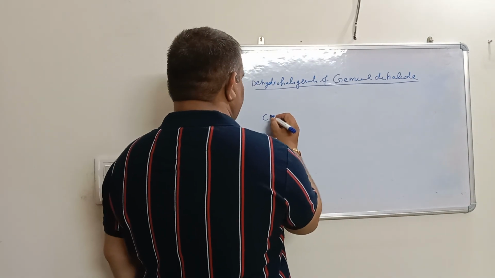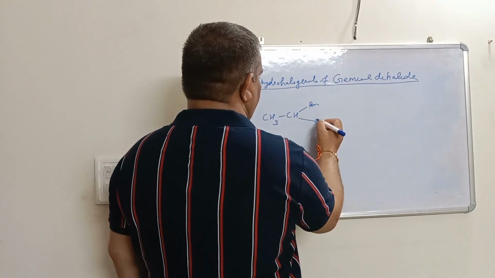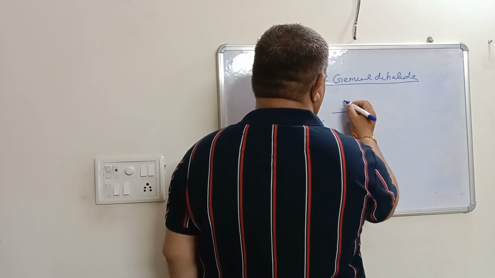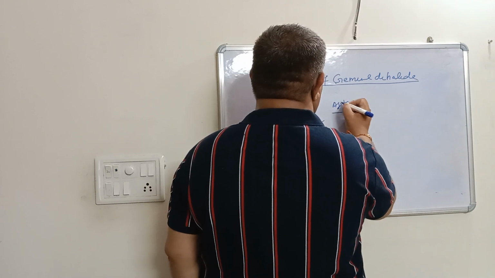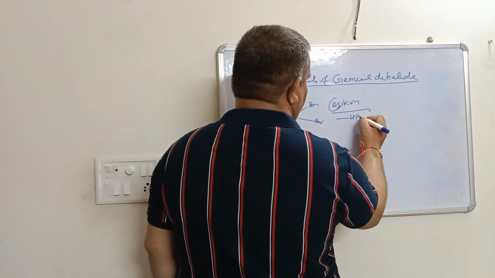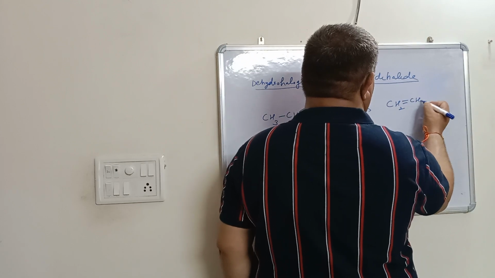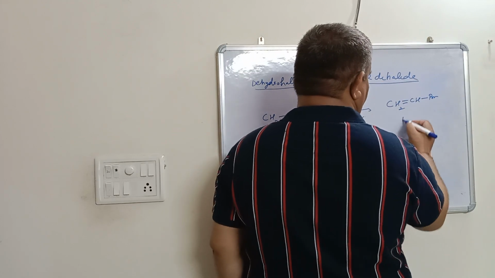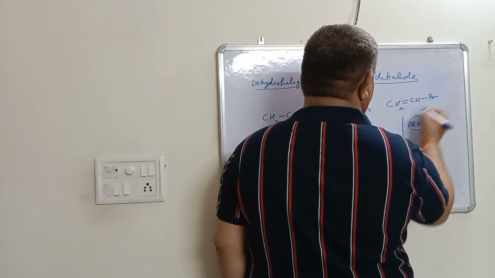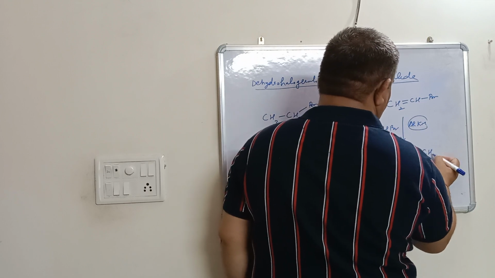For example, this is CH3, CH, Br, Br. This is the geminal dihalide, and it reacts with alcoholic KOH, and this is alpha beta elimination. Here HBr is removed, forming CH2=CHBr, and further reacts with alcoholic KOH, removing HBr, minus HBr, and ethyne gas is formed.